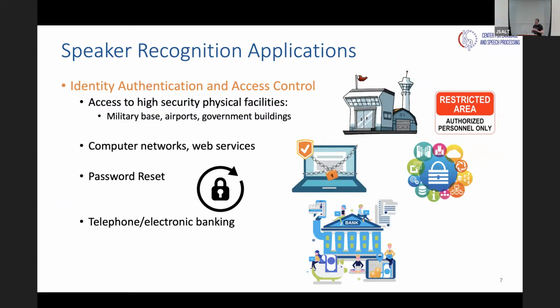Also, another common application is identity authentication and access control. For example, you want to access a high security facility, like a military base, an airport, or a government building. You could have some kind of identity card, but that could be stolen. So to get access to this restricted area, you could combine the identity card plus some biometric modality, for example, speaker recognition.